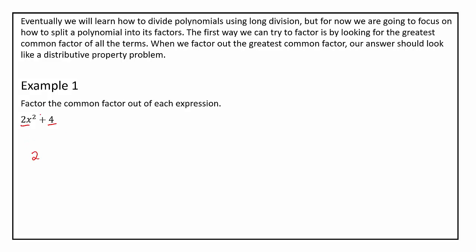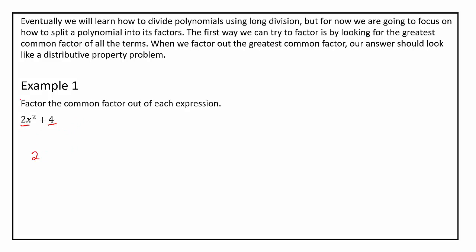We also look at our x's. If they both had an x in common, then that would also be part of our greatest common factor, and we would write it down and take it out. There's not an x in both of them, so that's not going to happen on this one.